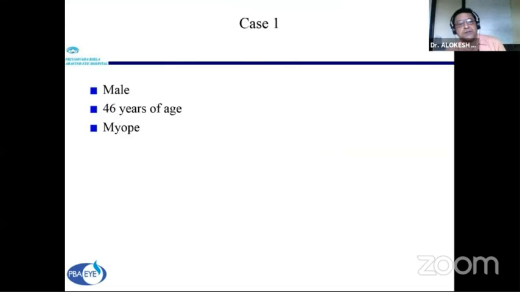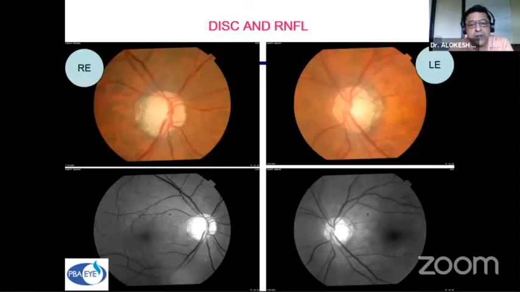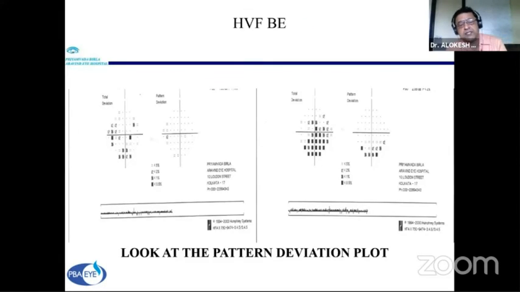We'll illustrate a few cases. The first case is a male, 46 years of age, with a mean diurnal pressure more or less within the normal range, slightly higher CCT, highly myopic, with no family history. These are his optic disc red free photographs. You can see a slightly larger disc on the left side with beta zone peripapillary atrophy. If you look at the HVF pattern deviation plot of the left eye, you find depressions in the scotomatous zone of the inferior arcuate region.